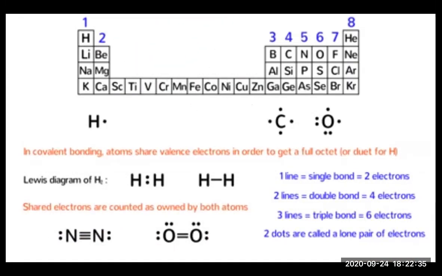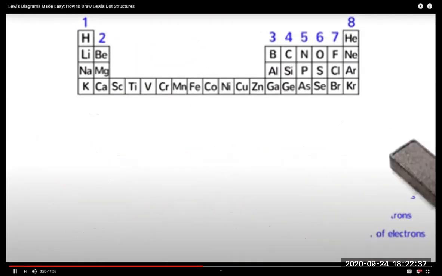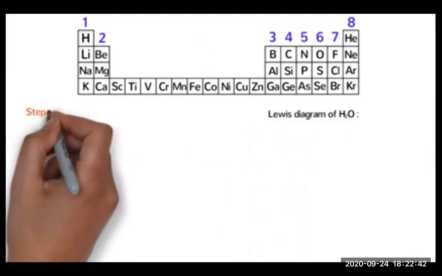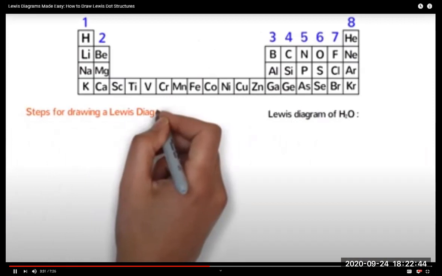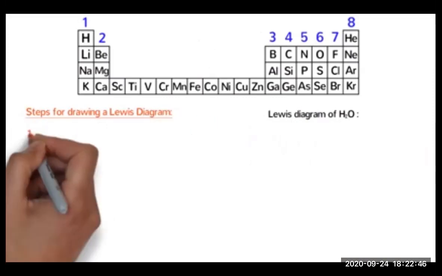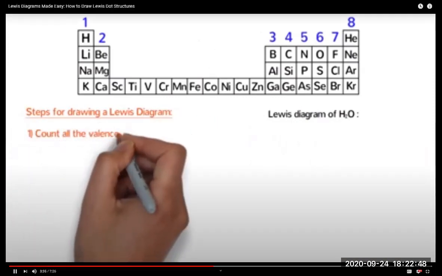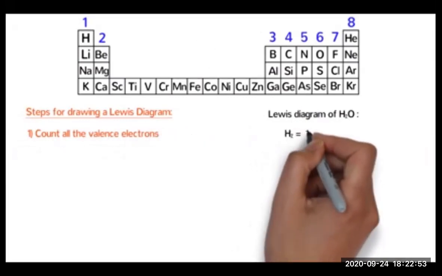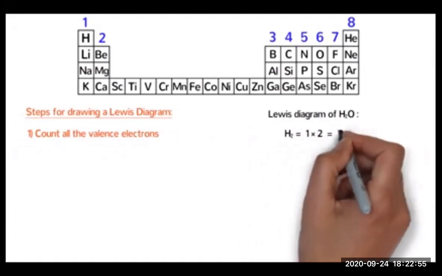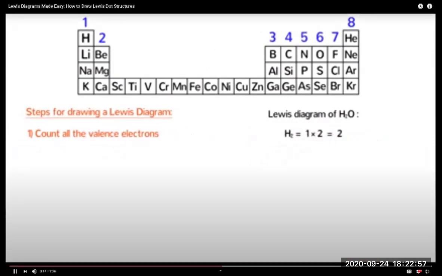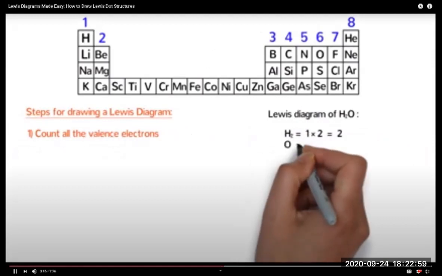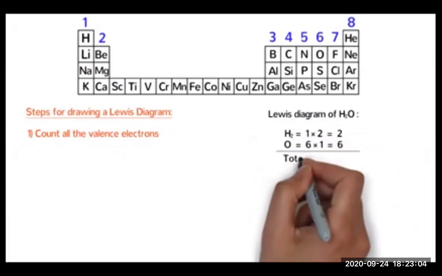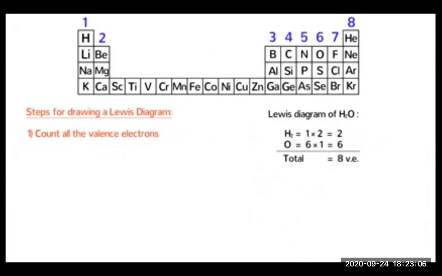Okay, how do you actually draw the Lewis diagram of a molecule? Let's start with water, H2O. There are 5 important steps that you need to follow when drawing the Lewis diagram of a molecule. First, count all of the valence electrons in the molecule. For water, each hydrogen has 1 electron, and we multiply that by 2 because there are 2 hydrogens in the molecule. The oxygen has 6 valence electrons. Add those all up, and we have a total of 8 valence electrons for the water molecule.